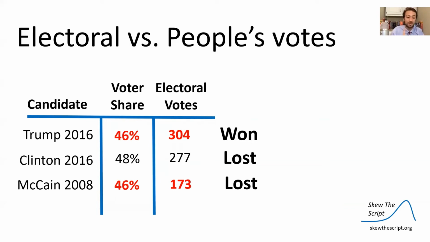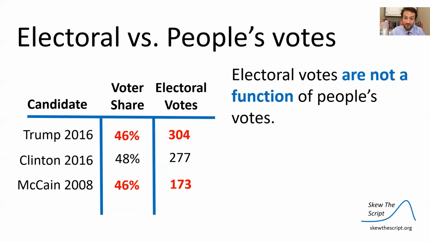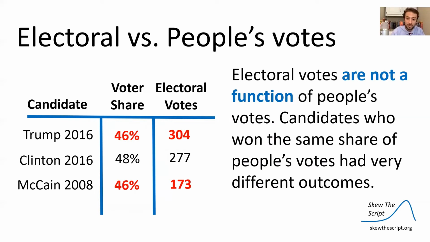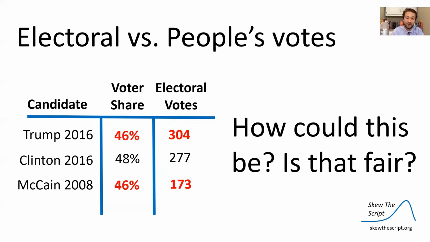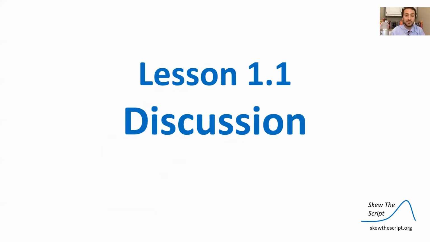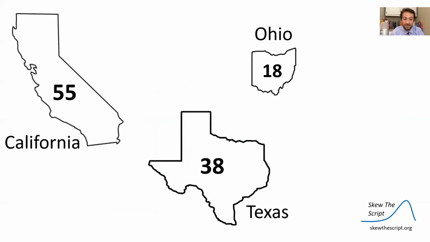However, you can see that both Trump and McCain had 46% of the voter share, but a different number of electoral votes. Therefore, electoral votes are not a function of people's votes. We have one X value mapping to multiple Y values. Candidates who won the same share of people's votes had very different outcomes. How could this be? That's kind of our question. And is this fair? Is the Electoral College system a fair system? So let's turn to our discussion for this topic.